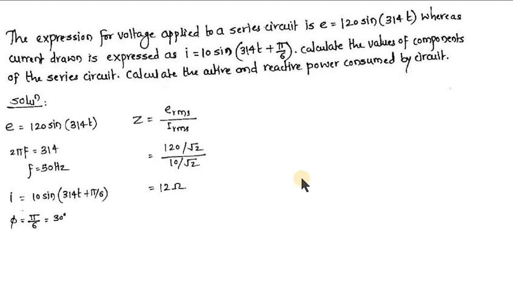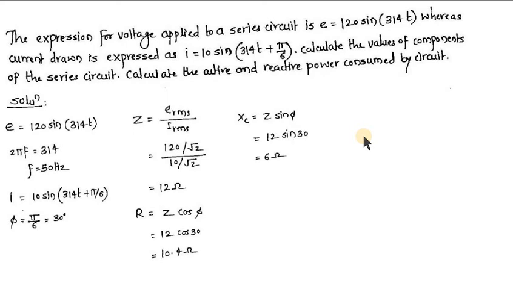So using this impedance and this phi, we can get the values. R is equal to Z into cos phi. Substituting the values, 12 into cos 30, we get 10.4 ohm. So we have found one of the components. We were supposed to find two components, one is R, the other is C. One component R is found. C can also be very easily found. We know the formula XC is equal to Z sin phi, and substituting the values we get XC as 6 ohm.